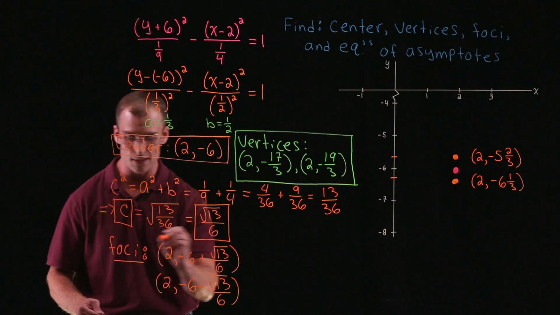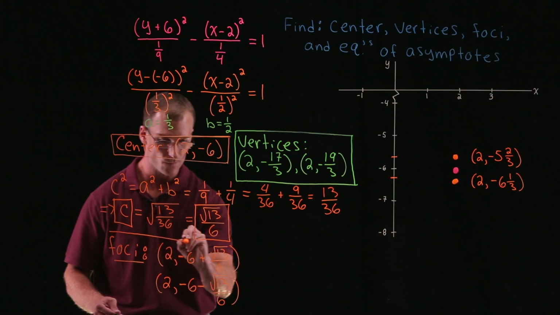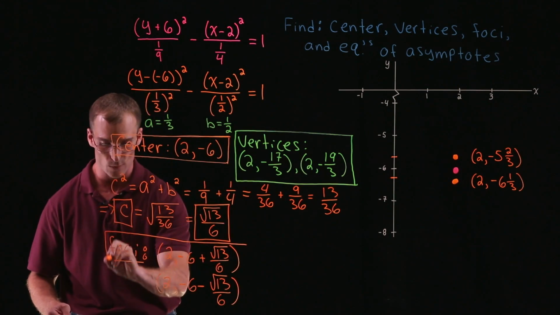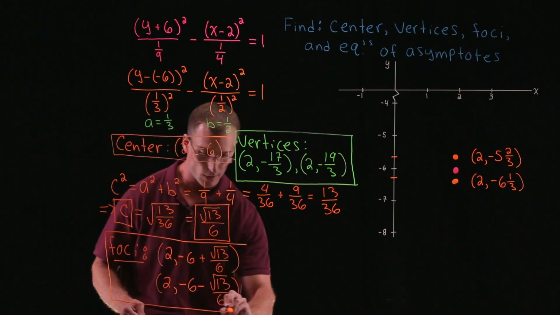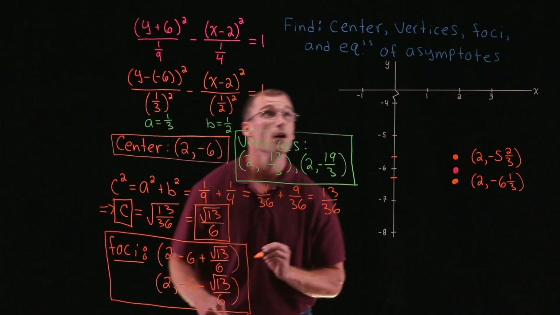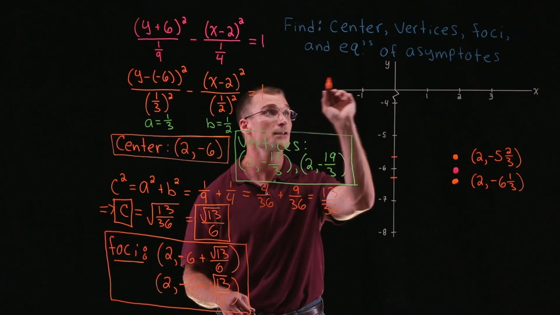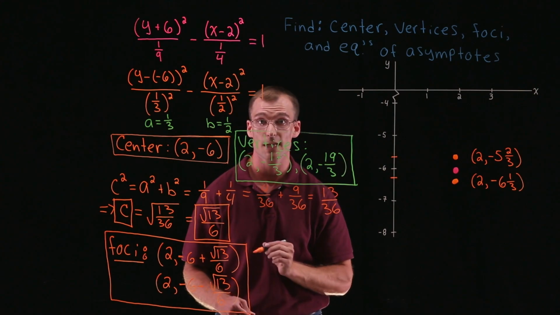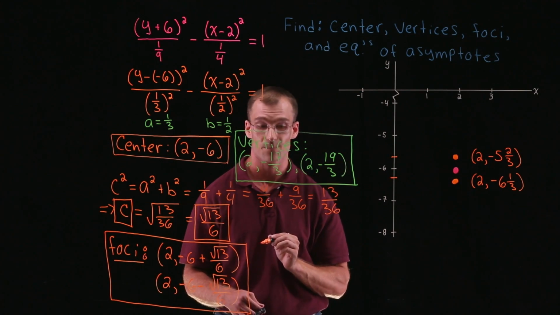So we'll just go ahead and leave these in exact form. As they said, we could find the decimal approximations, but we're not really going to need them in our graphing, so we'll just leave them as they are. Okay, so what do we have? We have center, vertices, foci. The last thing we need is the equations of our asymptotes.